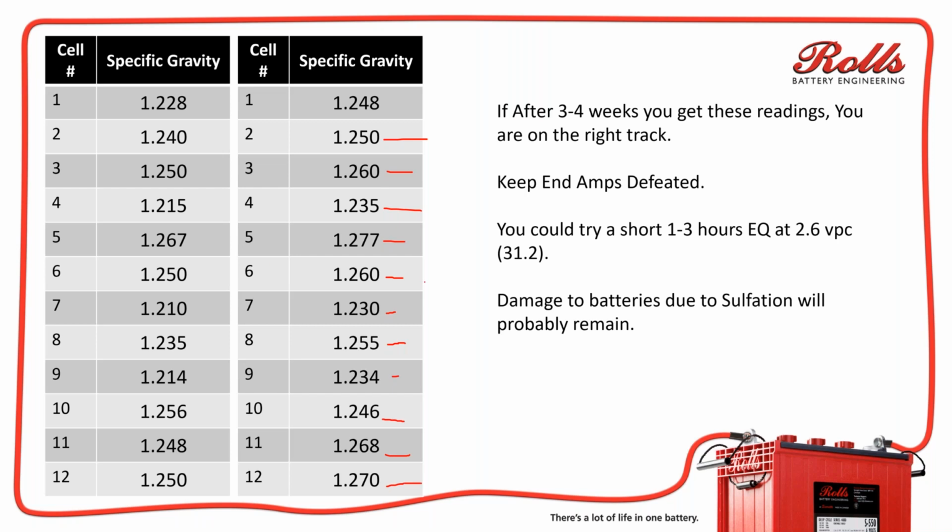The only thing that you have here that's a little odd is cell number 4 is still struggling behind the entire battery bank, okay? So what you could try here is a short 1 to 3 hour equalization at 2.6 volts per cell or 31.2 volts. I would try that once. After a full absorption charge, you start your equalization, run it for 1 to 3 hours, let it rest, check your specific gravities the next day. If they're still the same way, you give it a week or two, and then you can try it again.